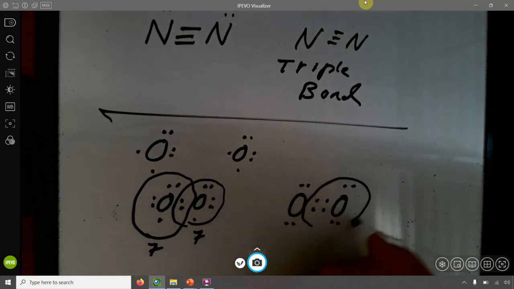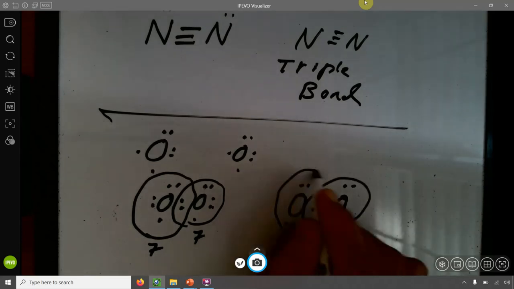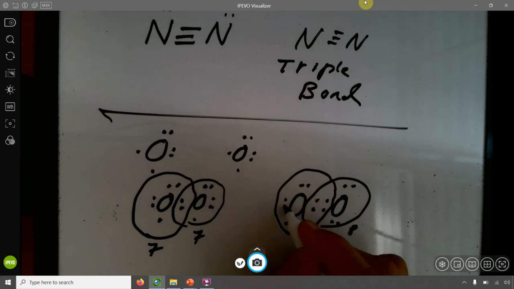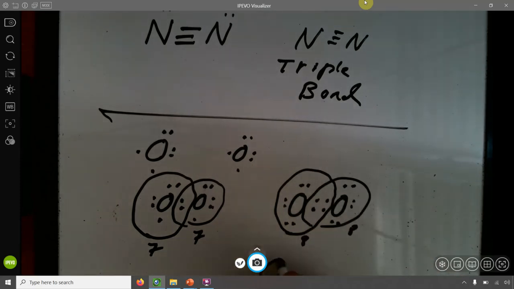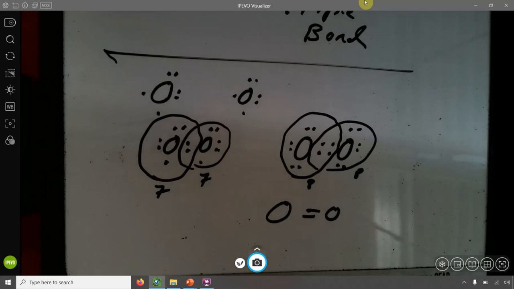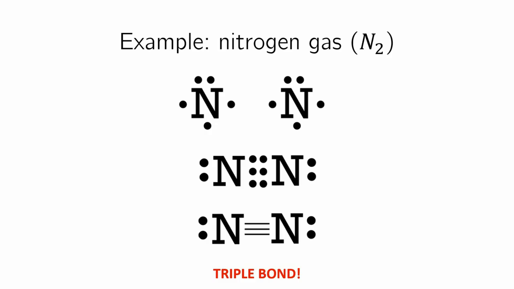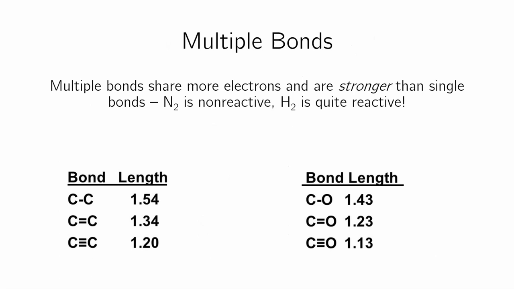If I look at this circle, I have 8. If I look at this circle, I have 8. I'm sorry, I lost these. I have 8. And now this will have a double bond. So that's how you get a double bond between the 2 oxygens. Great. Okay, so this is a triple bond. We have a double bond.